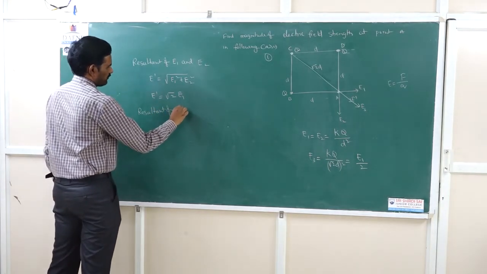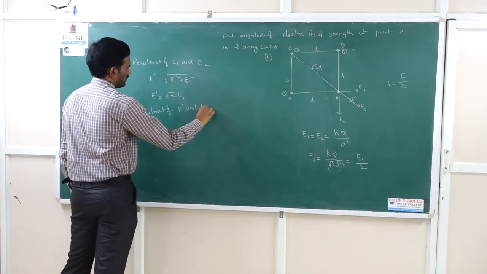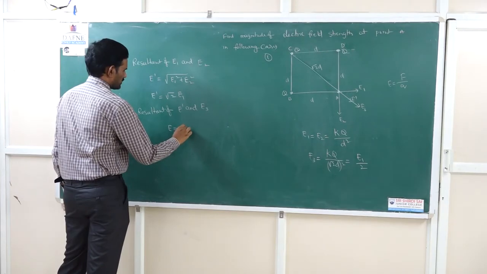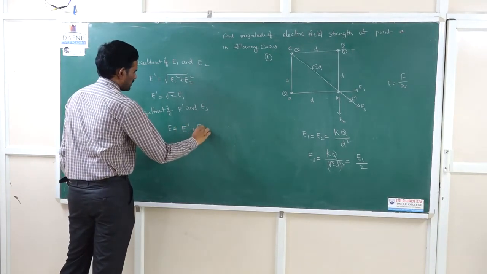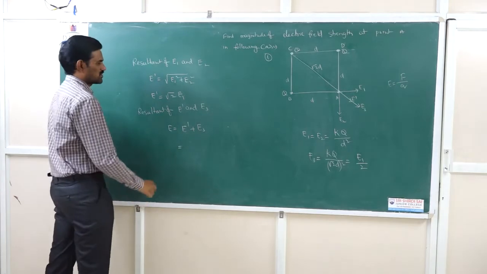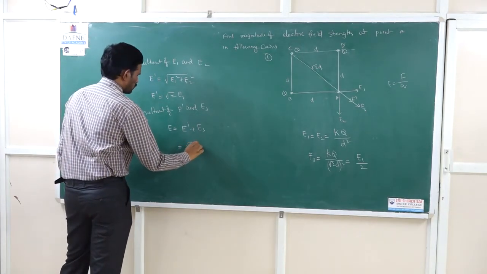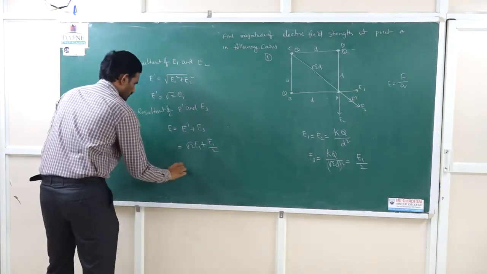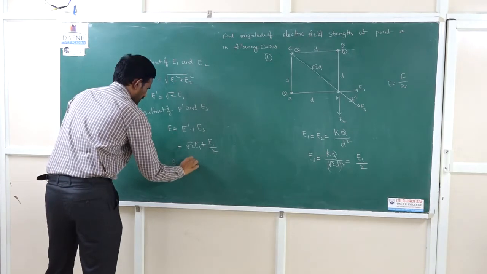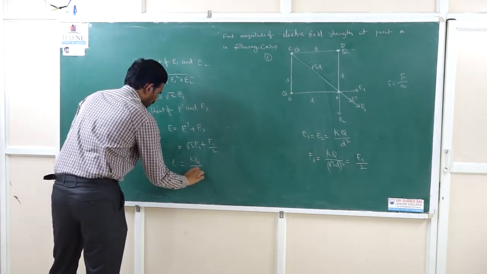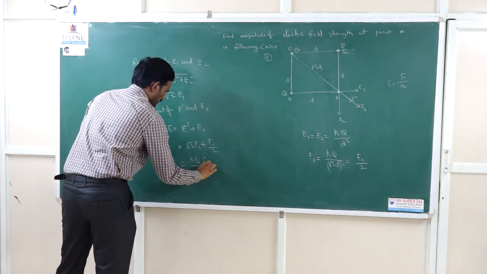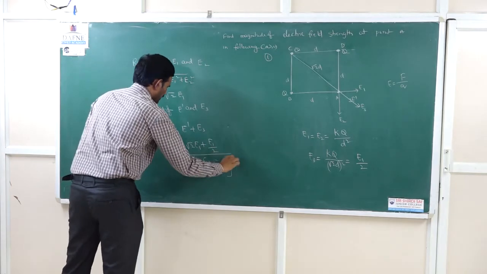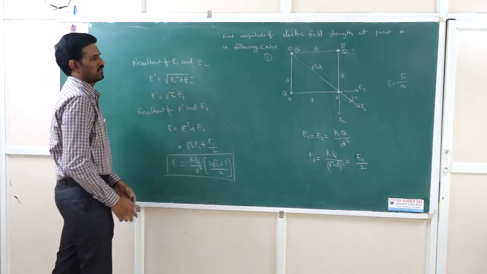So now I am writing that a resultant of E dash and E3. So that is nothing but our net electric field at that point. So I can write this as E dash plus E3. So E dash is equal to root 2 E1 plus E3, which is nothing but E1 by 2. So you can take E1 common and substitute that E1 value, KQ by D square, into 2 root 2 plus 1 by 2. So that will be the electric field strength due to those three charges at the corner A.